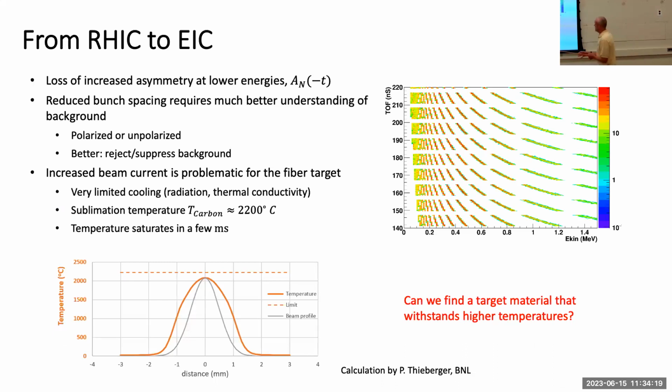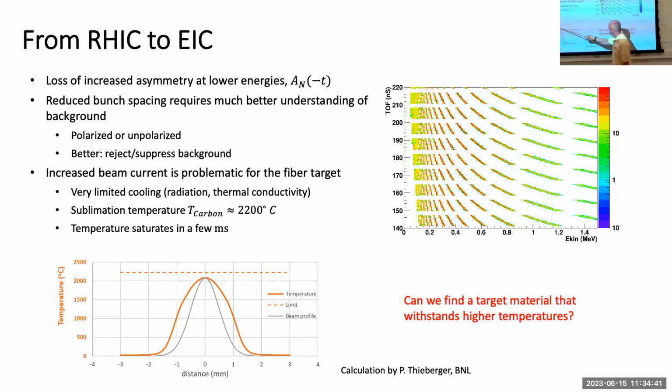And the biggest issue for the carbon targets is, even though the bunch intensity per bunch at the EIC is going to be a little smaller than at RHIC, the bunch number and the total current in the machine is going to be about a factor of 10 higher. So overall, just the energy loss on the target.